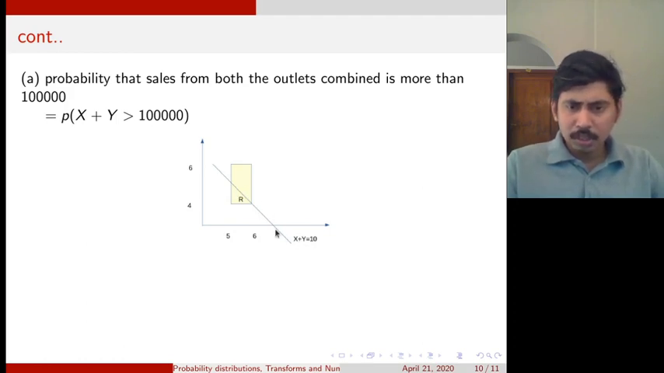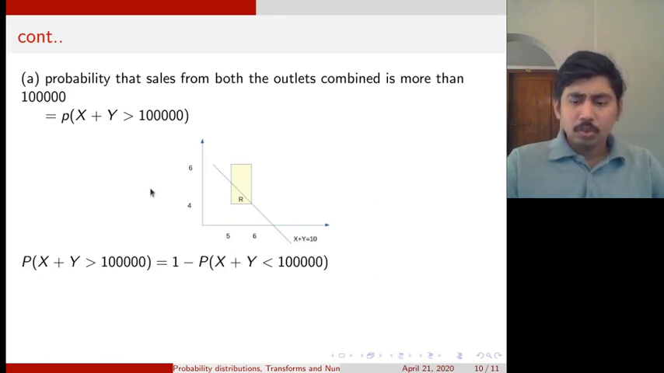So probability of x plus y greater than 1 lakh. This is the line x plus y equal to 10. We need to calculate x plus y greater than 1 lakh, which here converts to x plus y greater than 10. This area, we need to calculate this area. It is better and easier to integrate over the smaller region than here, because this area is a triangle, which will be simple and straightforward.